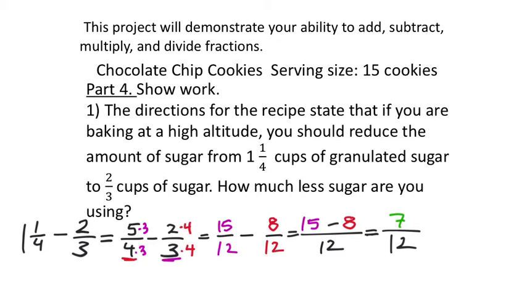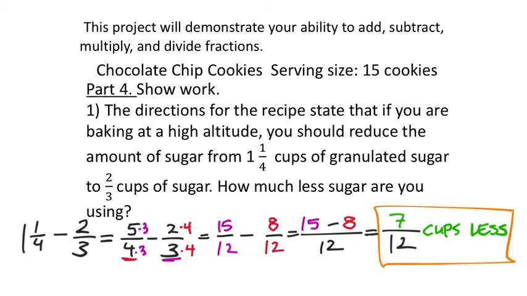It'd be 7/12 cups less. You can be more explicit than that if you'd like, but that's about as far as I want to go on this one. 7/12 cups less sugar.